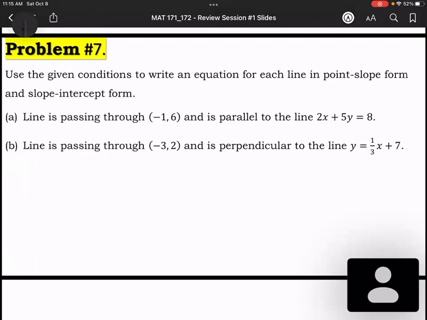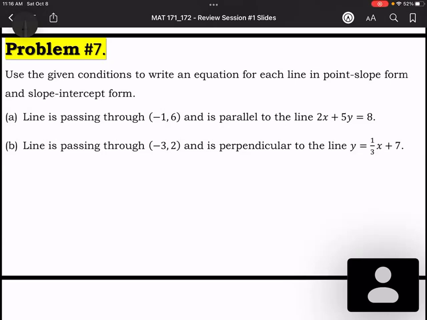So it states, use the given conditions to write an equation for each line in both point slope form and slope intercept form. Part A states that the line is passing through the ordered pair (-1, 6) and is parallel to the line 2x + 5y = 8. In part B, the line is passing through the ordered pair (-3, 2) and is perpendicular to the line y = 1/3 x + 7.